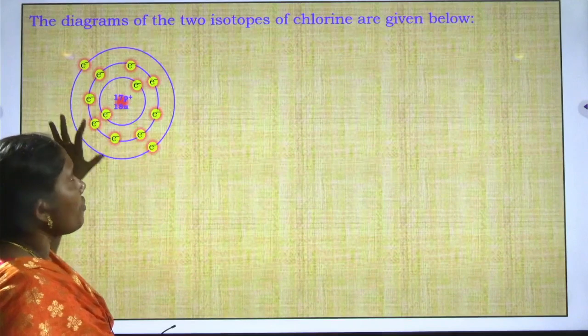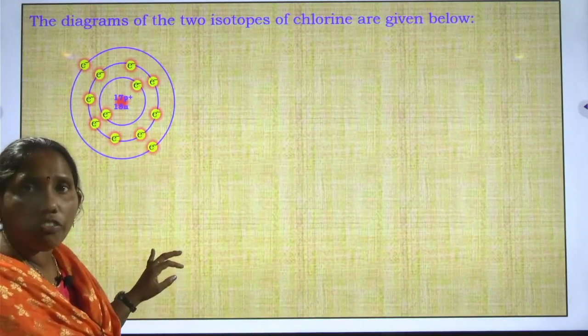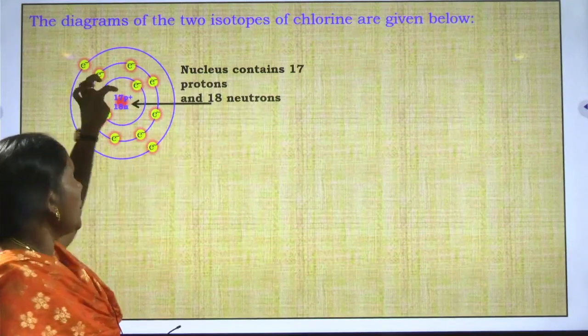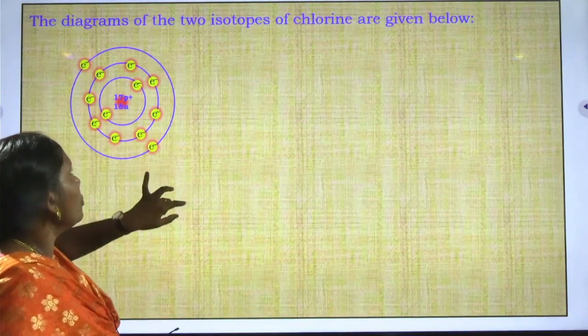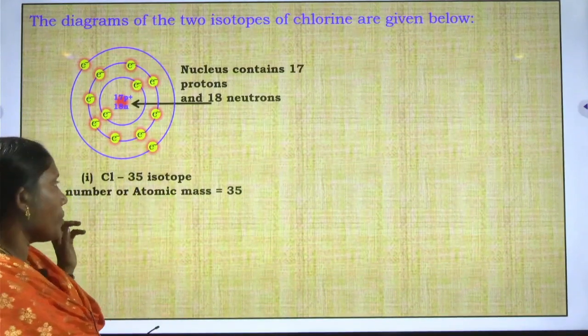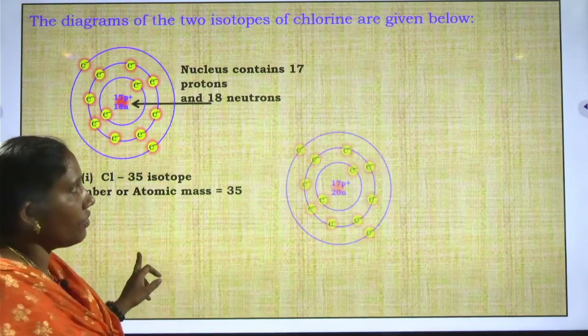So this is the graphical representation for the chlorine-35 isotope. See here, the nucleus contains 17 protons and 18 neutrons. Chlorine-35 isotope has a mass number, or atomic mass, equal to 35.